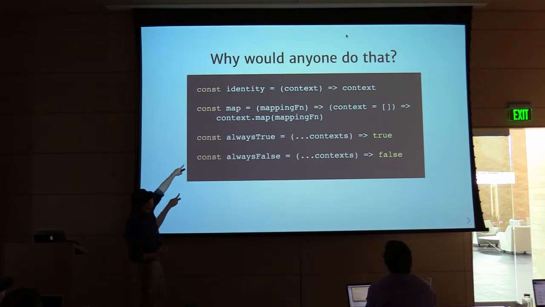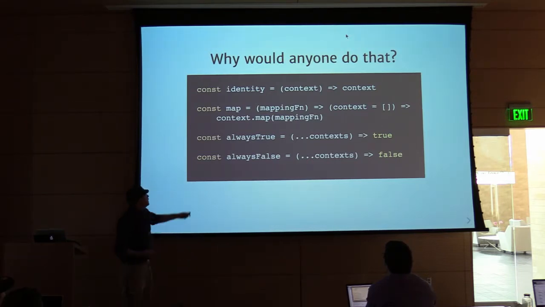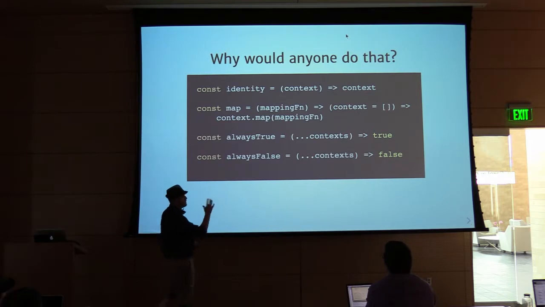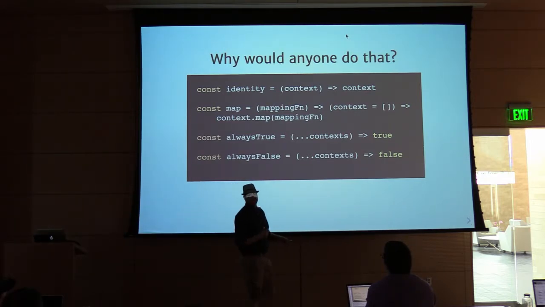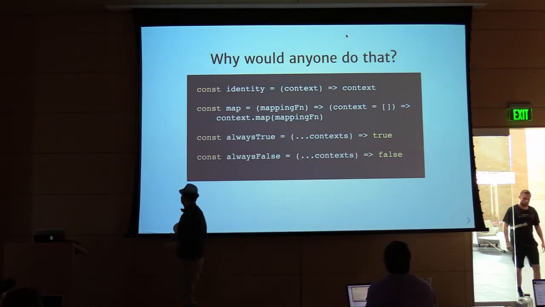How about map? Does an array already have that? Why would you write a function for map? A function that just returns true. Give it anything and it returns true. Give it anything and it returns false. Do these seem like valuable functions to you? No. Most people I talk to say no. Why would you do that?